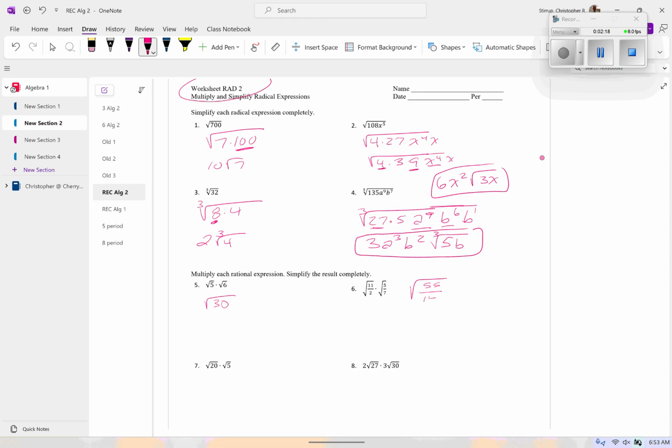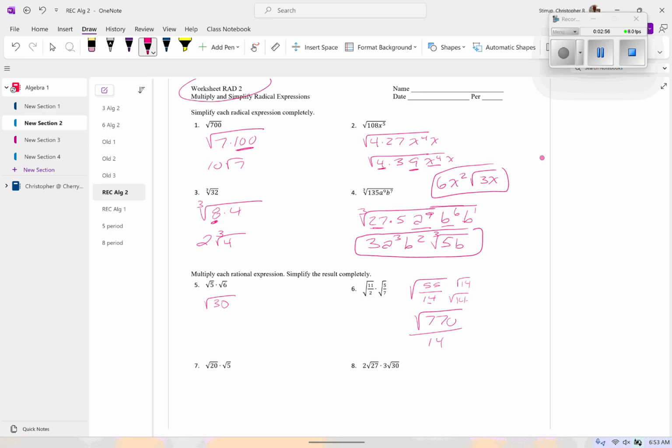over 14. So let's see if we can reduce that first. We don't have any perfect squares. Let's see, 14. What's a nice perfect square that would work? I need to get to a perfect square, 14. I'm going to multiply both top and bottom by root 14, and see if it breaks up a little bit more. So 55 times 14 gives me 770 on top. On bottom is root 14 times root 14, which is just 14.